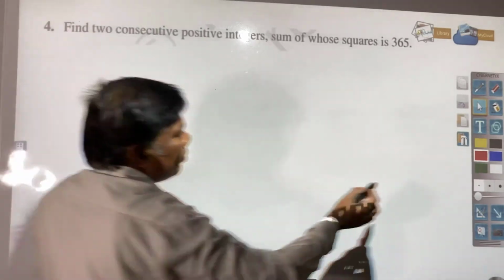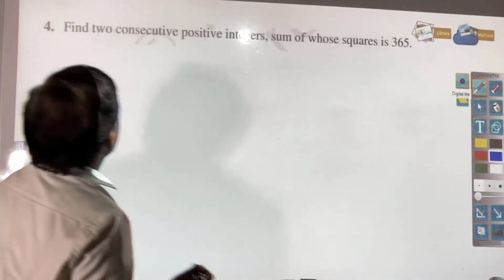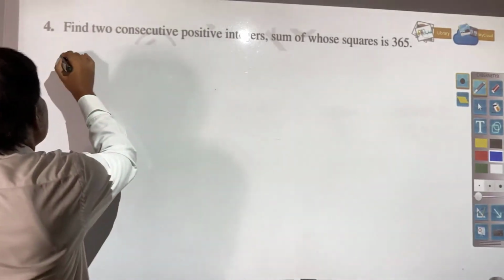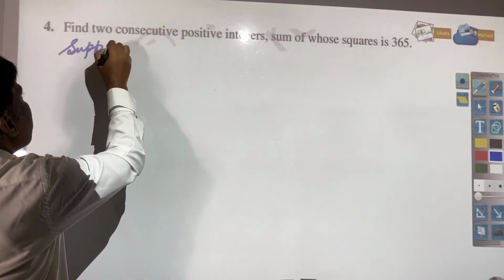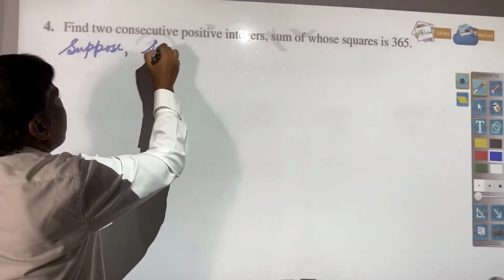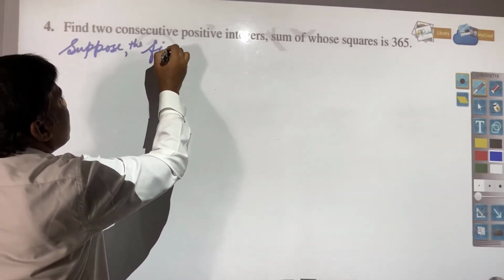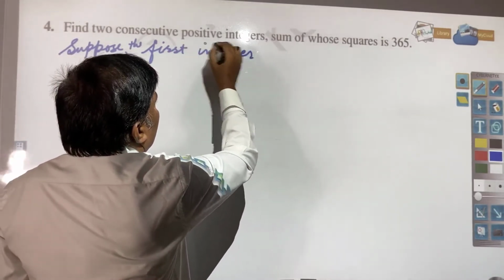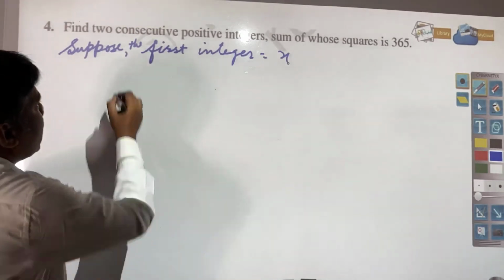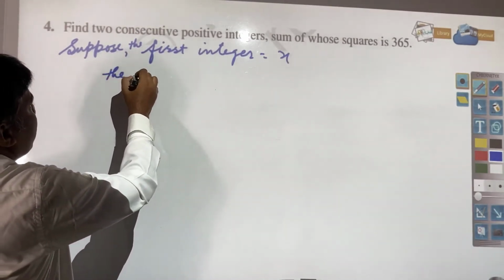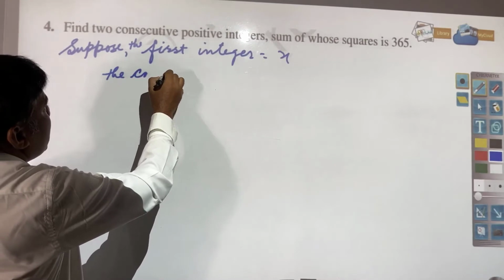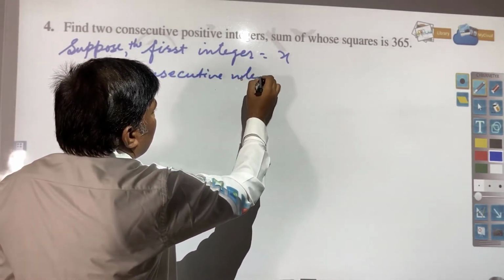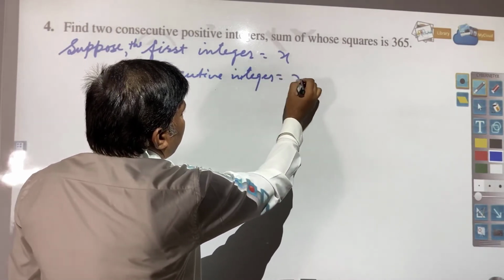Here you see, find two consecutive positive integers. Suppose the first integer is equal to x, and the consecutive integer is x plus 1.